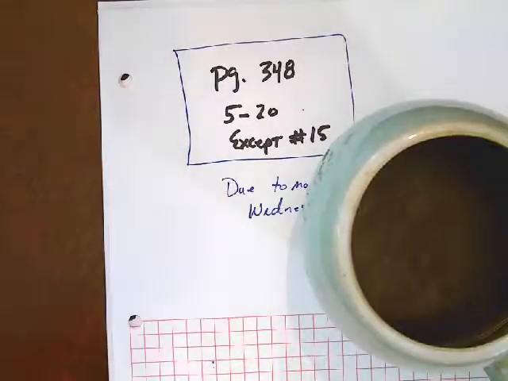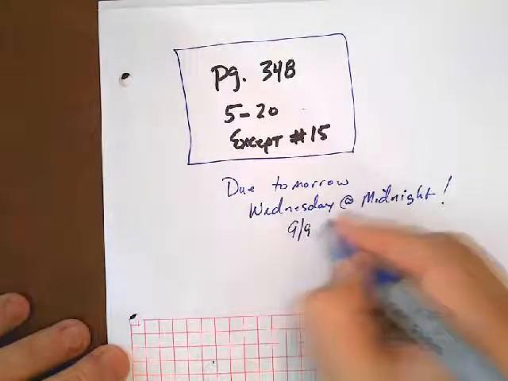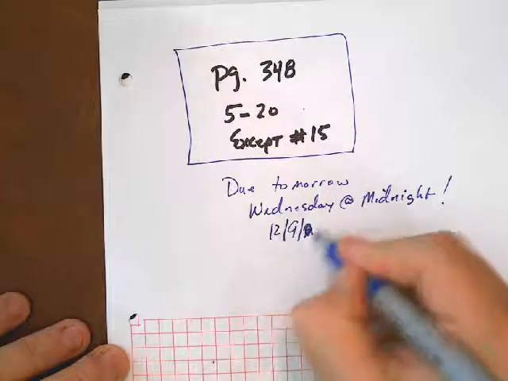What's the date of that? I should write that in there. Today's what, the 8th? Yeah. 9/9/2020.